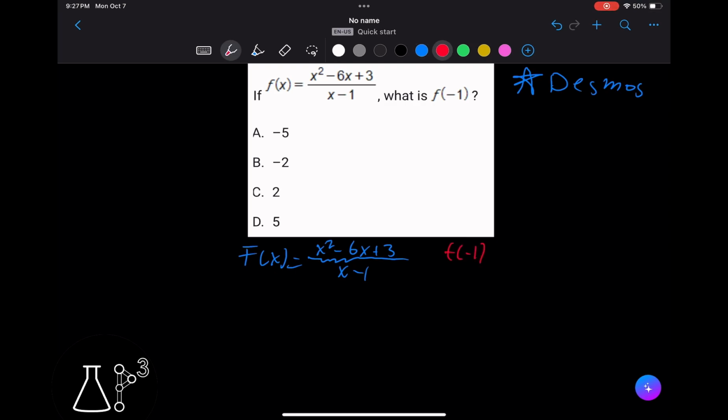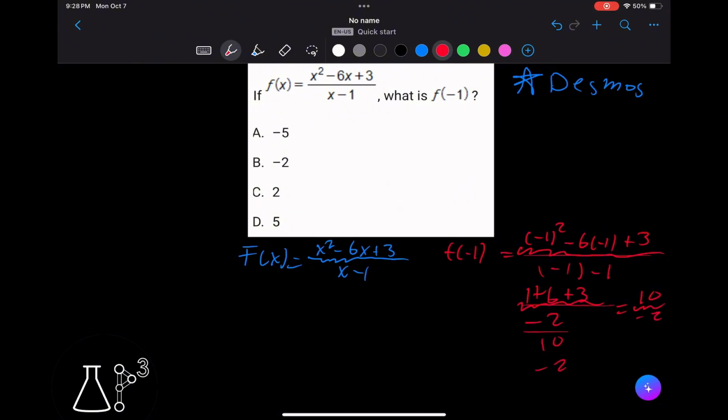So what I have to do now is plug in negative 1 for every x value. So follow my lead here: negative 1 squared minus 6 multiplied by negative 1 plus 3, and then divided by negative 1 minus 1. If I simplify it, negative 1 squared equals positive 1, minus 6 multiplied by negative 1 gives me positive 6, and then plus 3, divided by negative 1 minus 1, which gives us negative 2. So 1 plus 6 plus 3 equals 10, divided by negative 2, which equals negative 5.